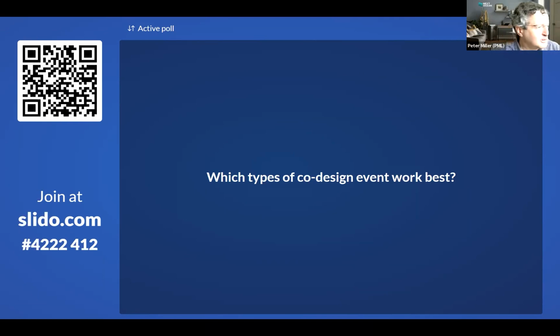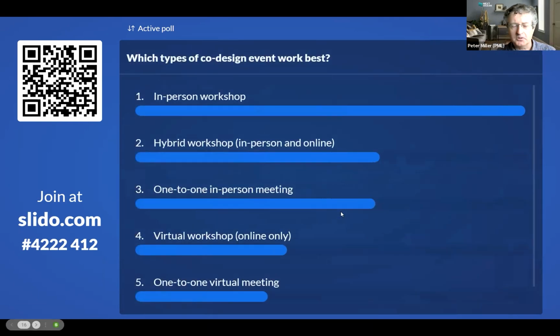So if I give you just another few seconds, I think most of you have voted. I can count 9 people, there we go. So you can still vote while I show the results. So possibly, as expected, most people would like to be in the same room as people and have the full range of your senses that are available in an in-person workshop.